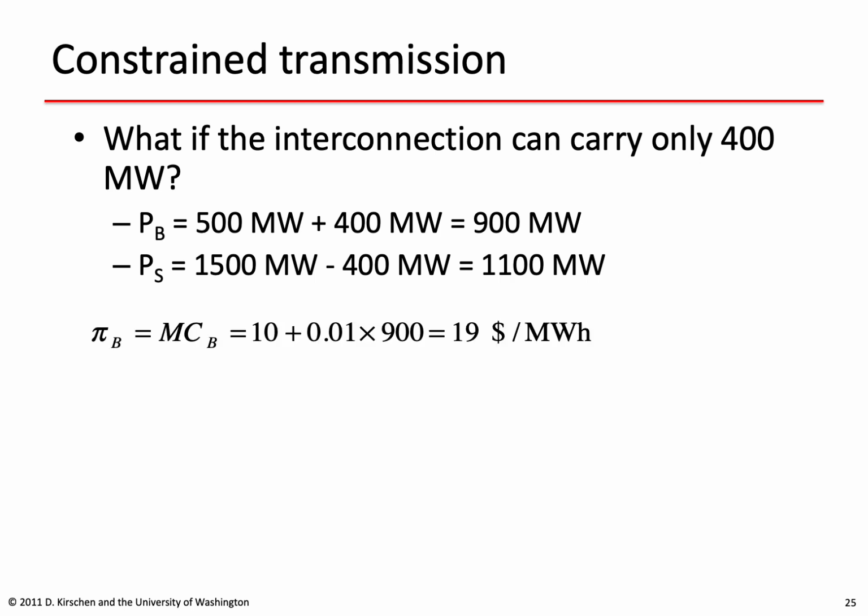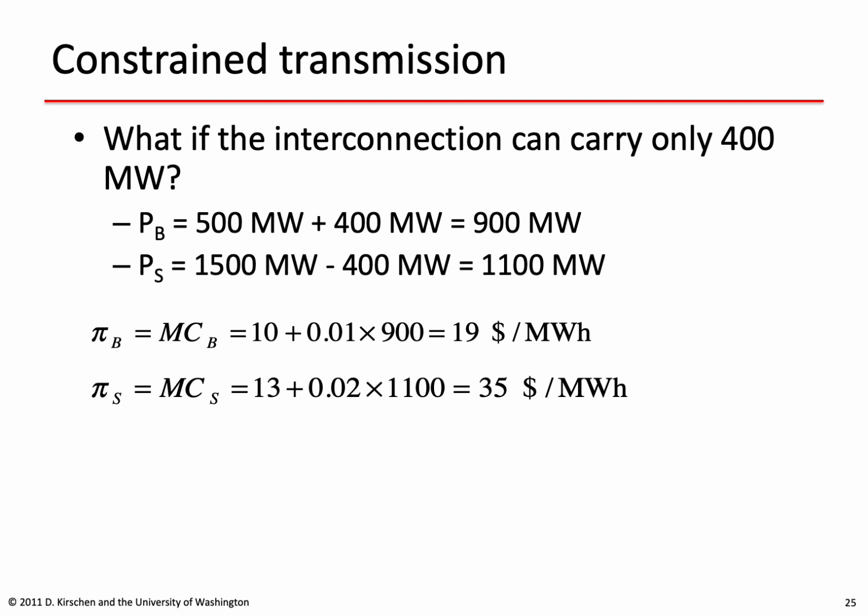If we put these numbers in the marginal cost curves for Borduria and Syldavia, we get that the marginal cost in Borduria is 10 plus 0.01 times 900, or $19 per megawatt hour. Now, because we have assumed that we have a perfectly competitive market in Borduria, that is also the price in Borduria. Similarly, the price in Syldavia is given by the marginal cost of production in Syldavia, which is 13 plus 0.02 times the 1100 megawatts that are produced in Syldavia, or $35 per megawatt hour.